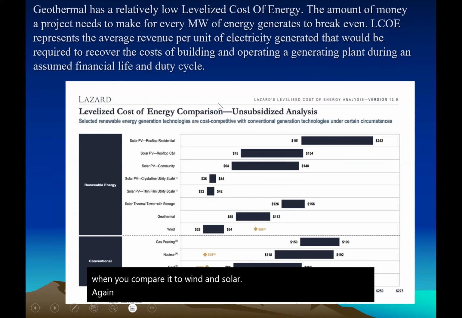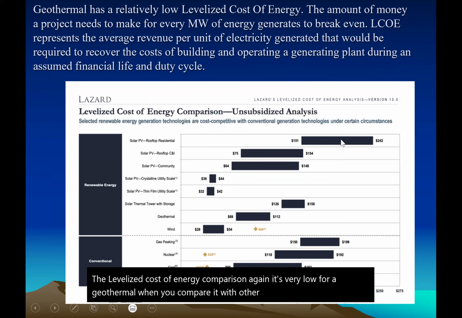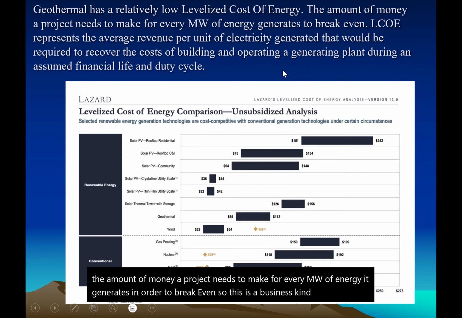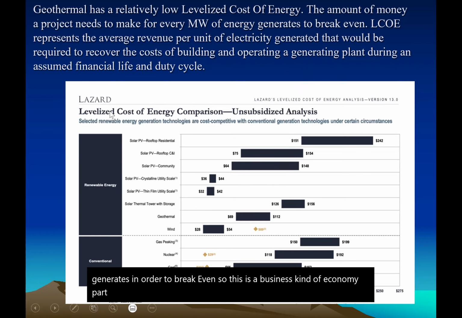Again, the levelized cost of energy comparison is very low for geothermal when you compare it with other energy sources. When you say levelized cost of energy comparison, it's talking about the amount of money a project needs to make for every megawatt of energy it generates in order to break even. So this is the business and economics part of setting up the levelized cost of energy comparison. It's like a profit analysis. In other words, geothermal energy is very, very profitable over a period of time.